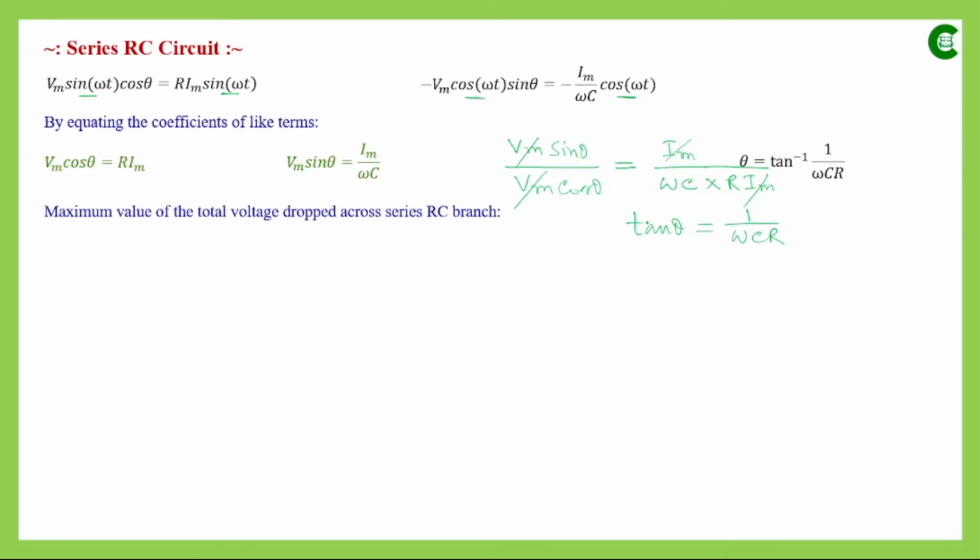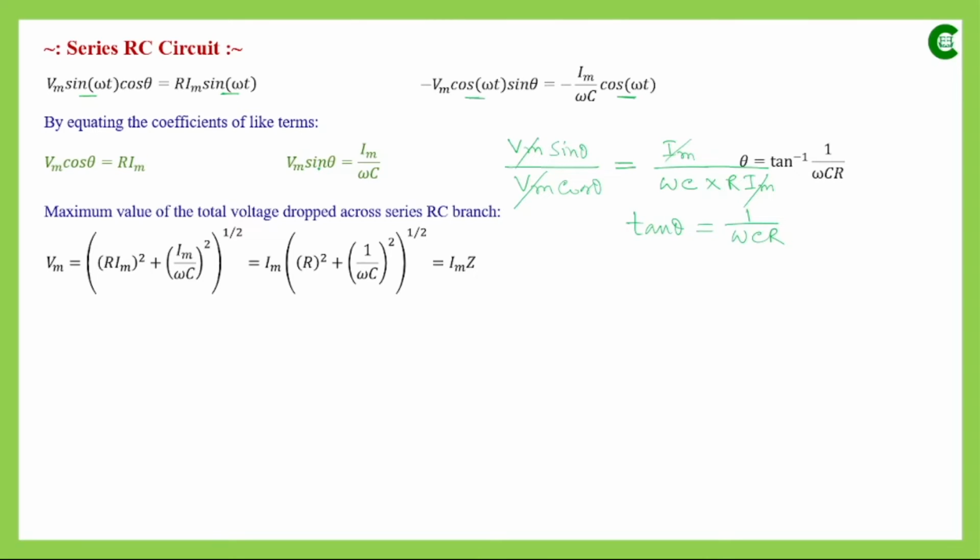Now next is to find out the impedance value of that series branch. For getting that, we are just taking the square of both the terms of both the equations, and then we are adding them. So Vm cos square theta it will be, and then we will add that with Vm sin square theta.